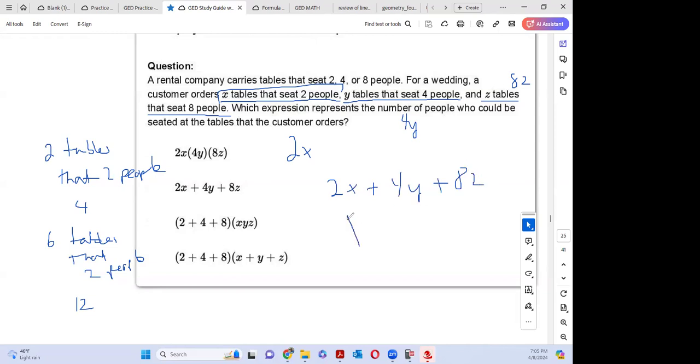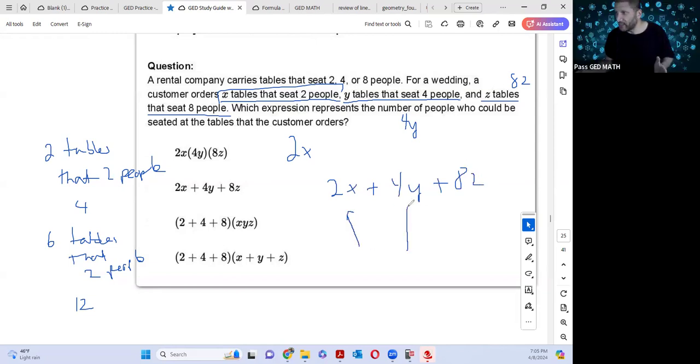So this is the number of people that are going to be at 2-person tables. This is the number of people that are going to be at tables that seat 4 people. And this is the number of people at 8-person tables. To find the total number of people, you add them up. This is the answer.